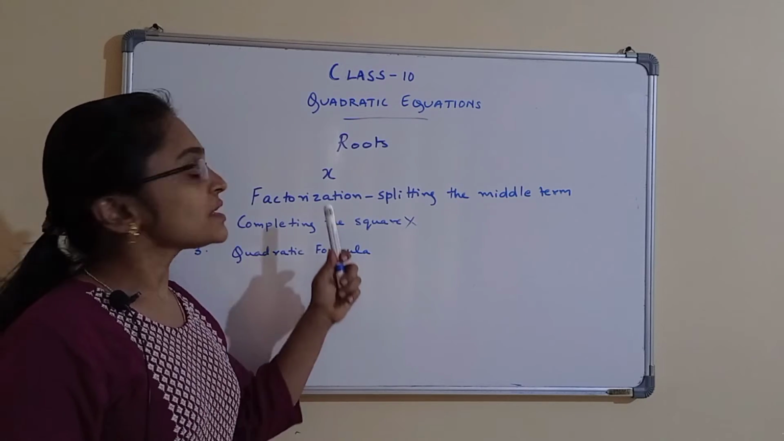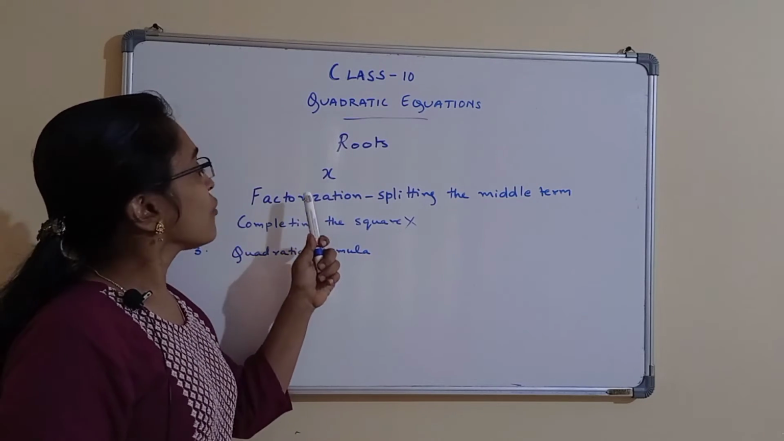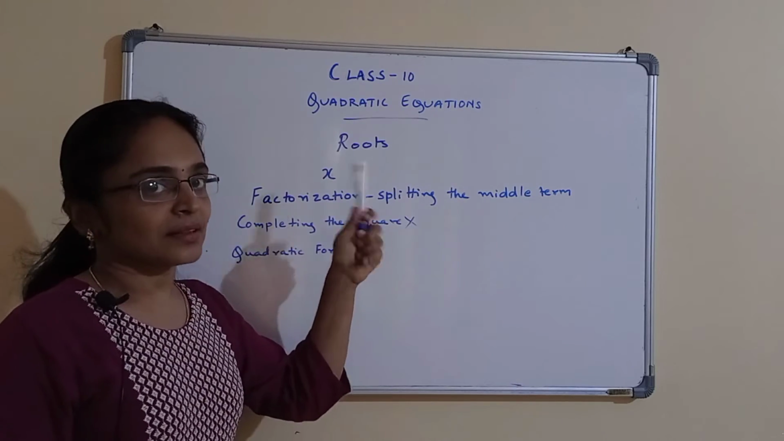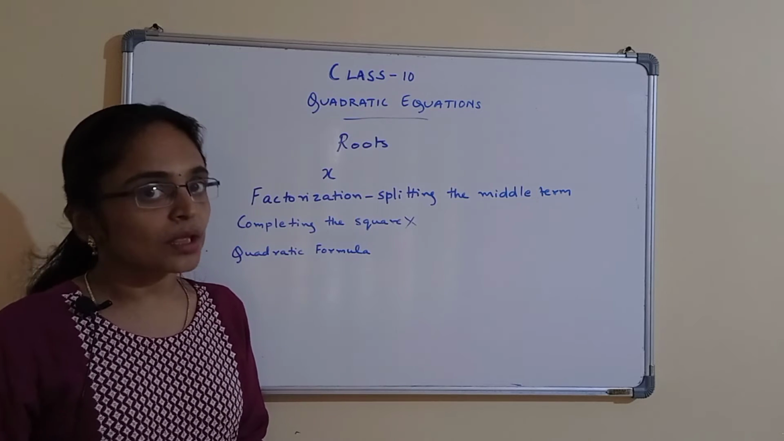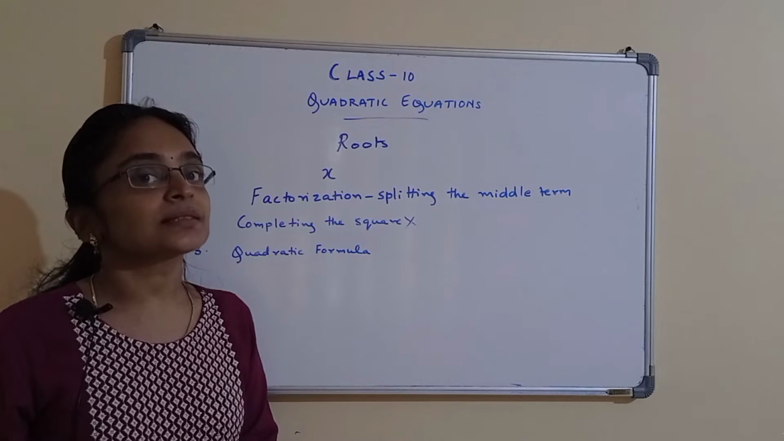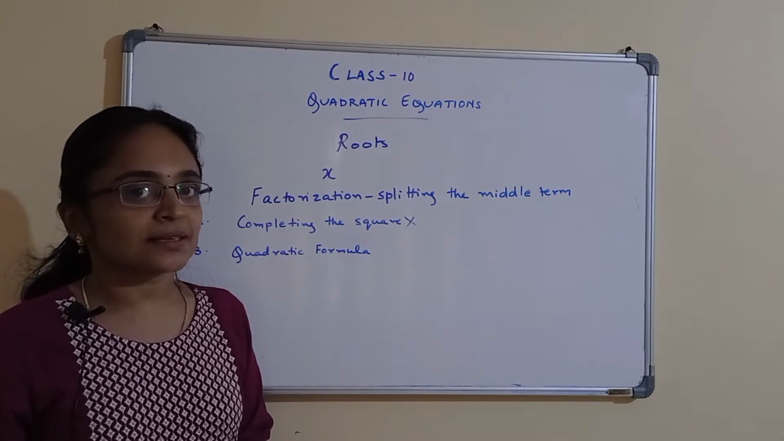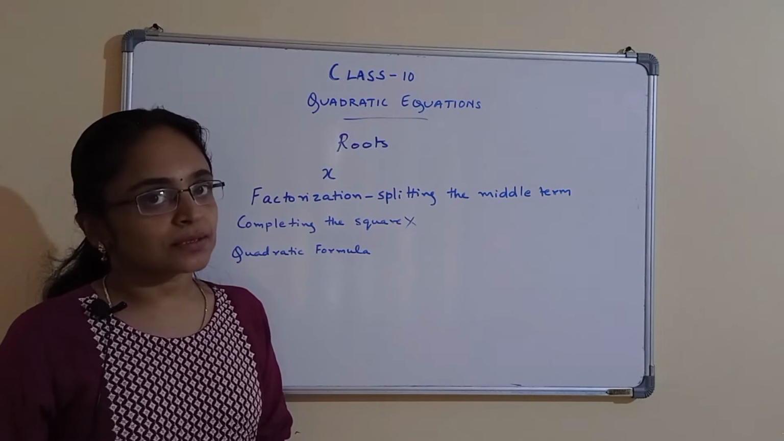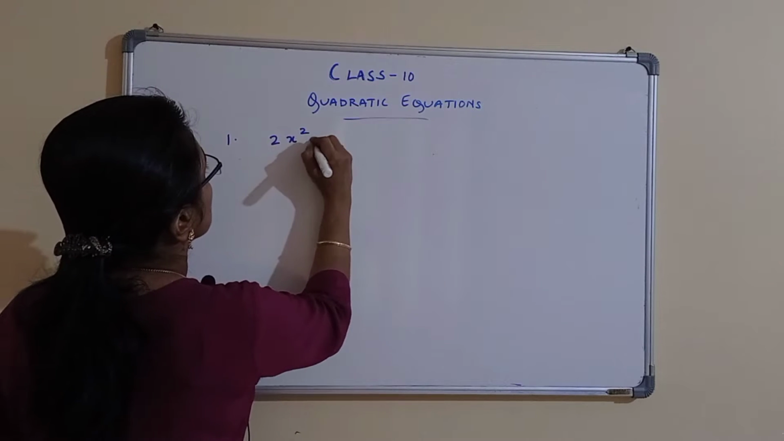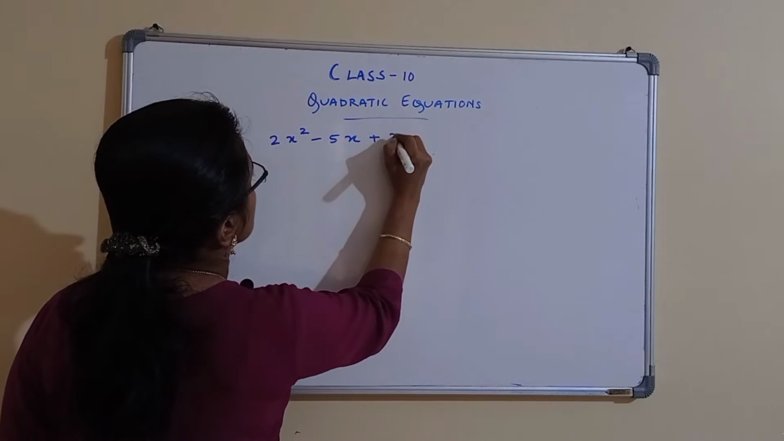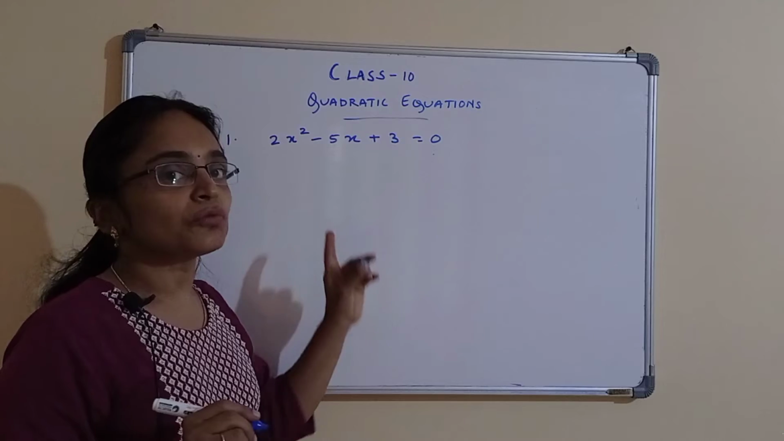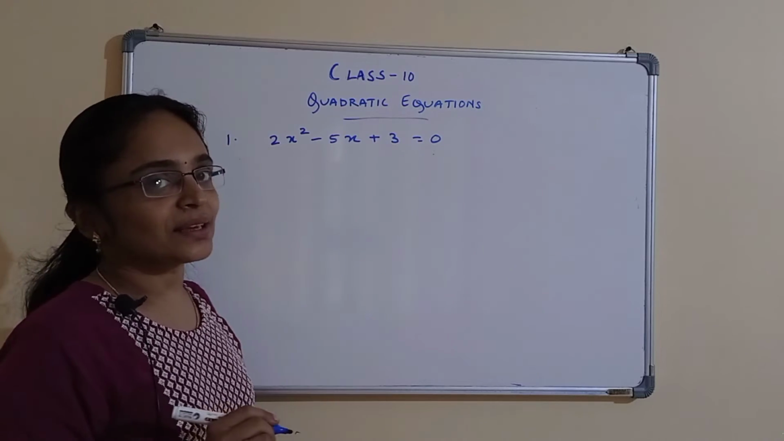Okay, so first we'll see some examples of how to solve a quadratic equation by the first method, that is the factorization method. Some of these questions are taken from the text and some are taken from previous years' question papers. First question is 2x square minus 5x plus 3 is equal to 0. We are applying the factorization method to find the roots of this quadratic equation.